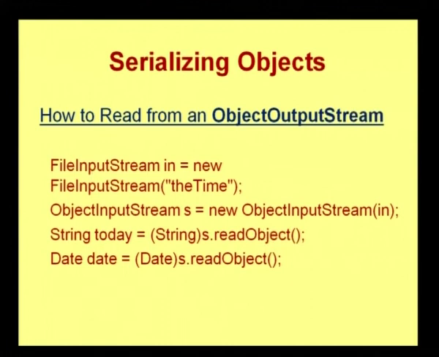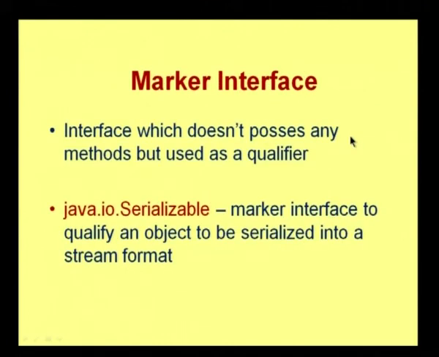So next is about the marker interface. An interface which doesn't possess any methods but is used as a qualifier is said to be a marker interface. java.io.Serializable is a marker interface to qualify an object to be serialized into a stream format. We have seen what an interface is. An interface will have method declarations, and your class should implement the interface. A marker interface doesn't have any method.